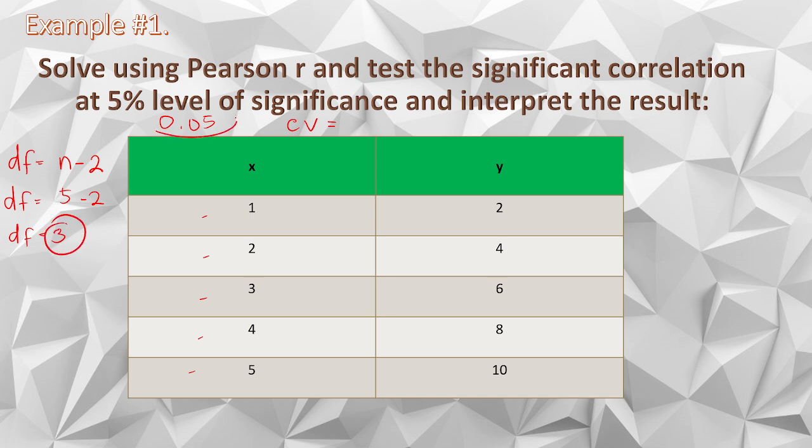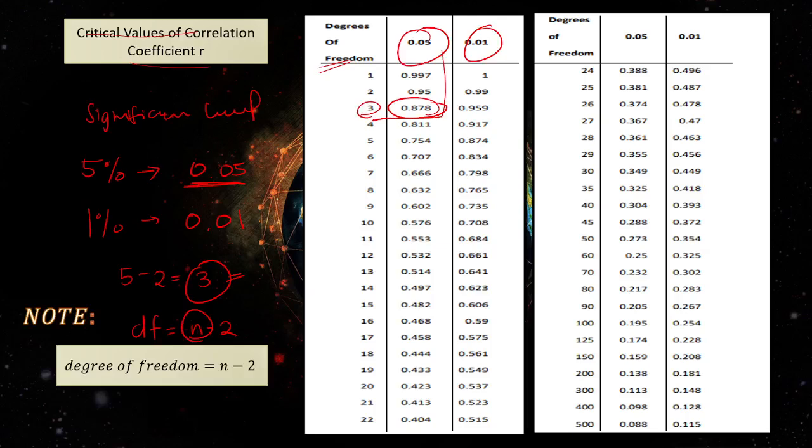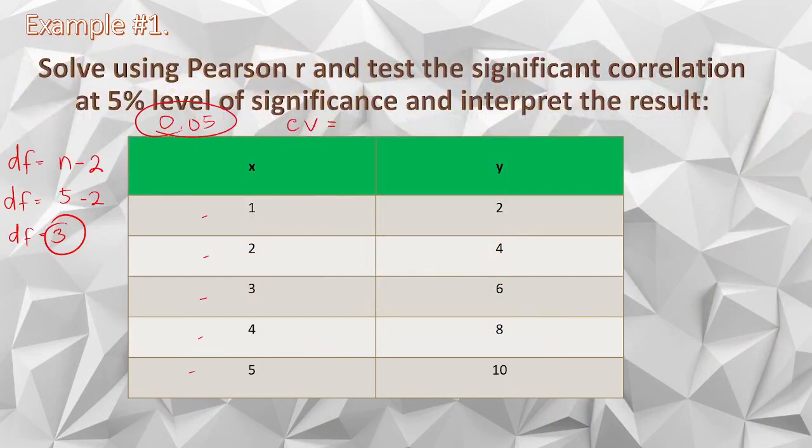Yung level of significance natin is 0.05. So, balikan natin dito. Okay, so we have 3 and 0.05, we have 0.878, which is the critical value. So, pakitandaan kasi gagamitin natin yan mamaya. Okay, and then, next one, bigay tayo ng step-by-step process for us to use the formula in getting the Pearson R natin. Kasi di ba may formula na binigay sa atin kanina.